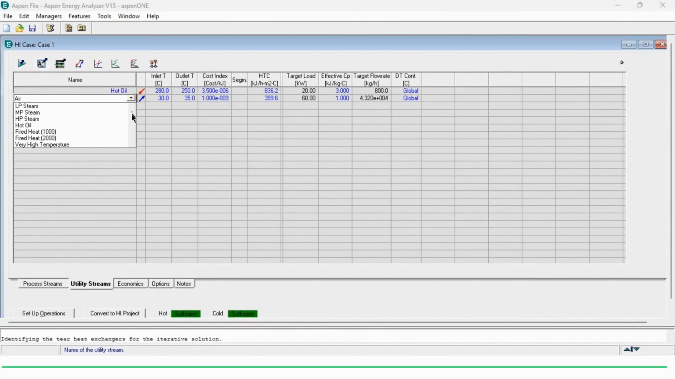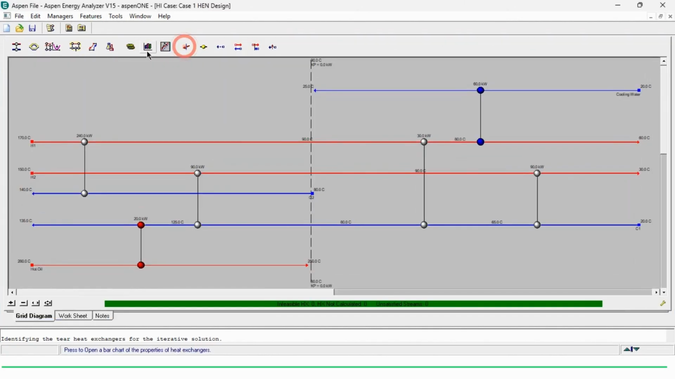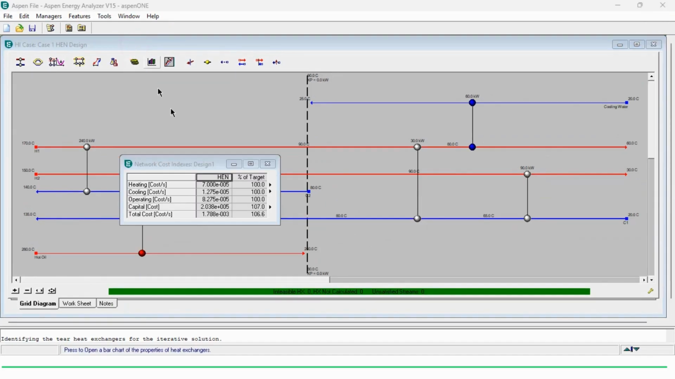And going to the last case of hot oil and cooling water, coming back here and clicking on this network cost view, you can see it is also not the best case, because the capital cost is 107% and the total cost is 106.6%. So anything above 100%, obviously we do not want it. Obviously we want to maximize our savings and our energy potential, but at the expense of minimum cost.